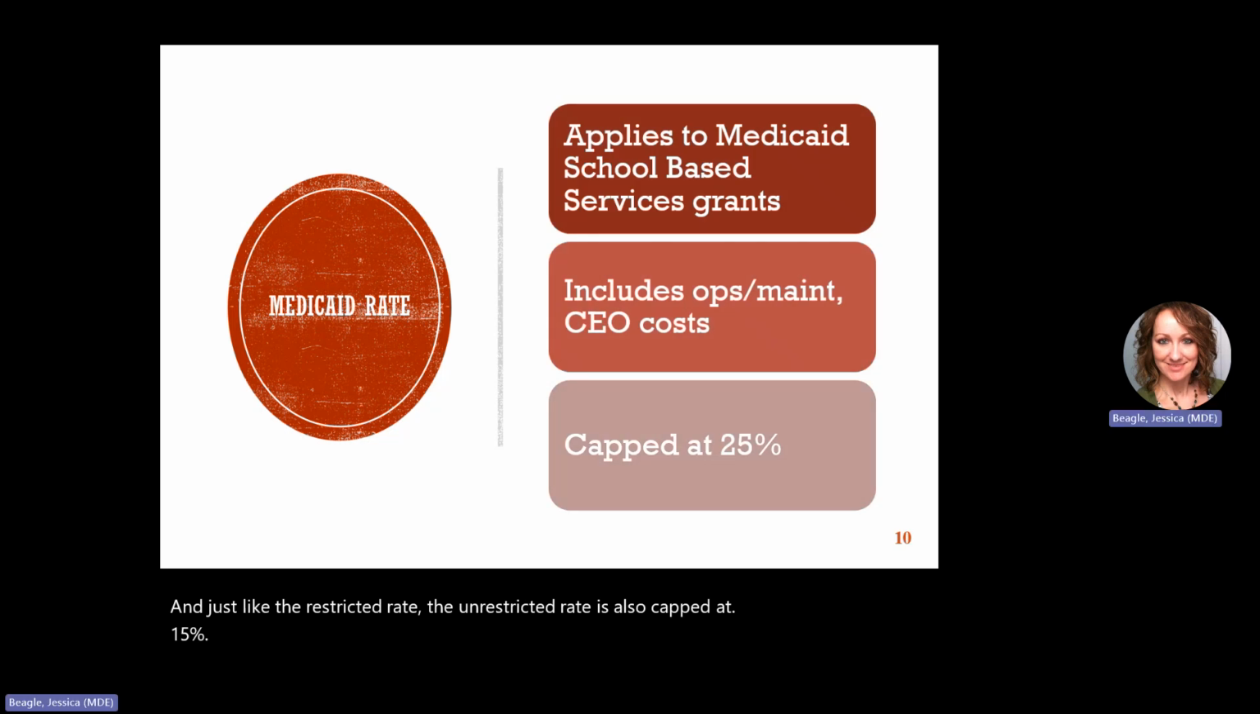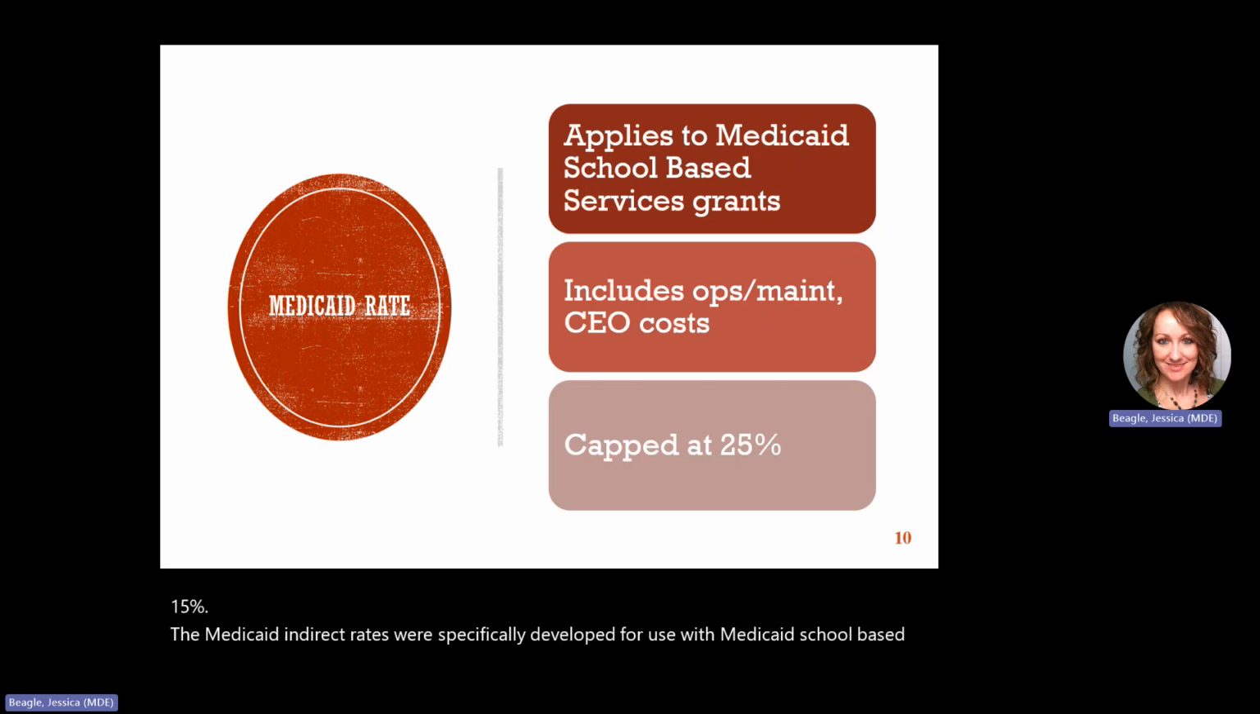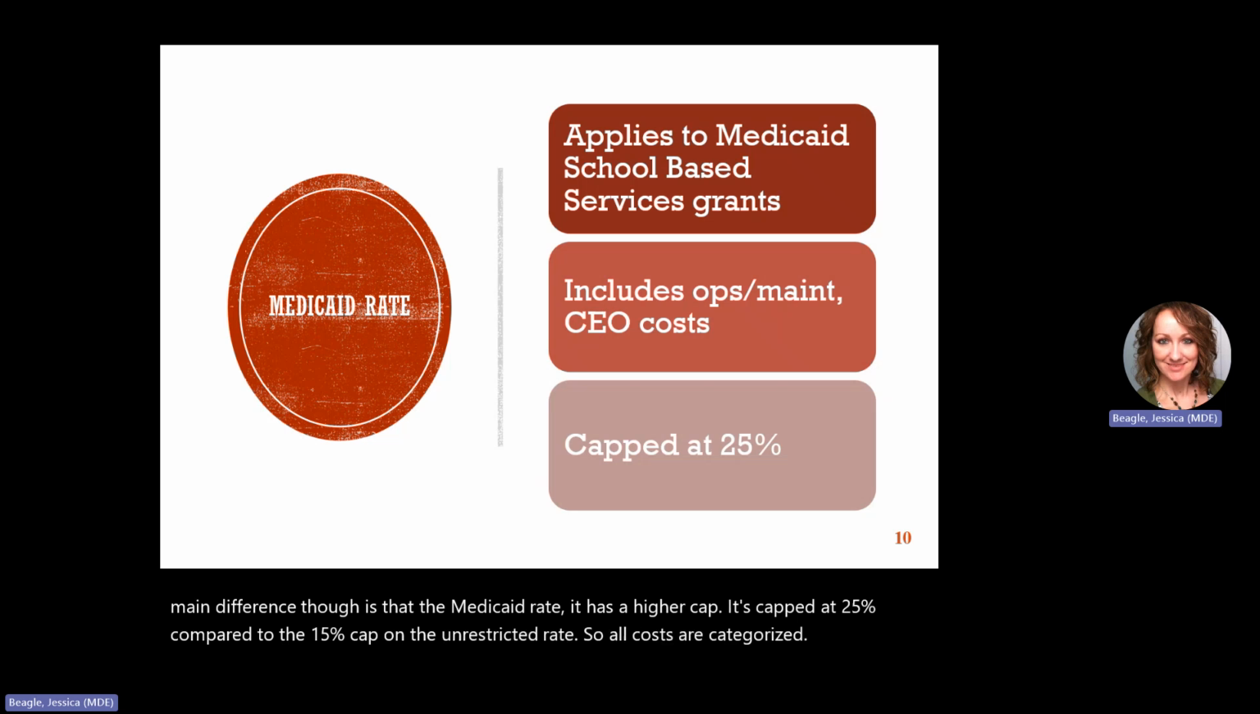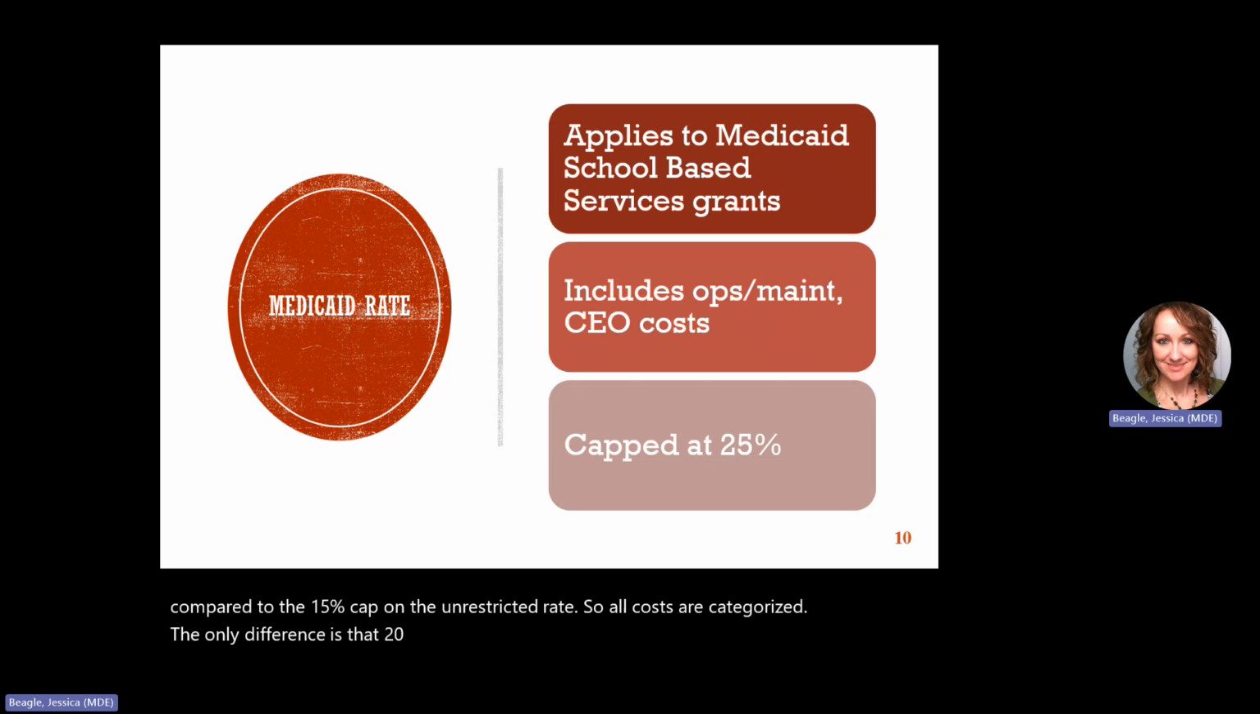The Medicaid indirect rates were specifically developed for use with Medicaid school-based services. These rates are pretty similar to the unrestricted indirect cost rate, as they also include the costs related to operations and maintenance and the chief executive officer. The main difference, though, is that the Medicaid rate has a higher cap. It's capped at 25% compared to the 15% cap on the unrestricted rate. So all costs are categorized the same. The only difference is that 25%, which then affects the carry forward adjustment in the calculation, which we talk about a bit later.